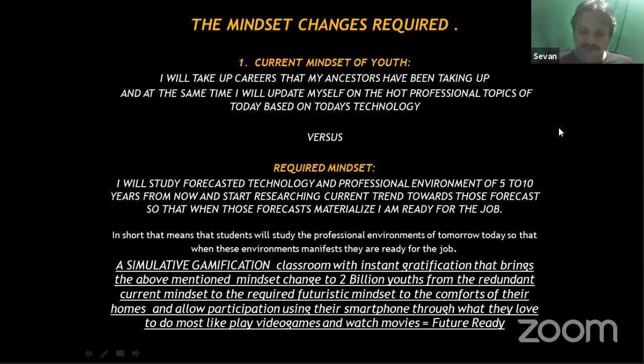So, the current mindset of youth and the required mindset. This is the required mindset: I will study forecasted technology and professional environments of 5 to 10 years from now and start researching current trends with those forecasts, so that when those forecasts materialize, I'm ready for the job. But this is the mindset that we need.